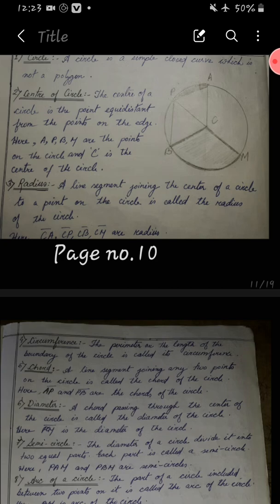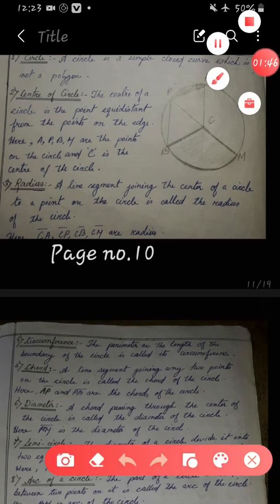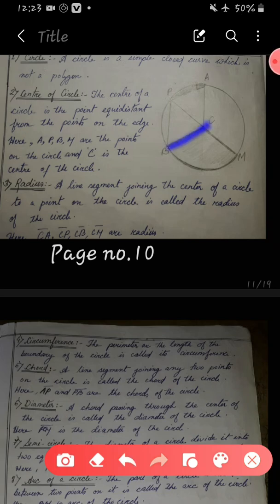Now come to radius. Number 3 point, radius. A line segment joining the center of a circle to a point on the circle is called the radius of the circle. We just discussed the center. From the center we draw a line. Suppose from C to B we draw a line. This is the radius. From the center to any point on the edge of the circle. So CM is also a radius, CP is also a radius, CA is also a radius.